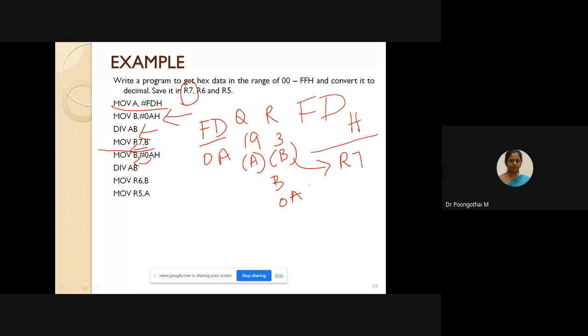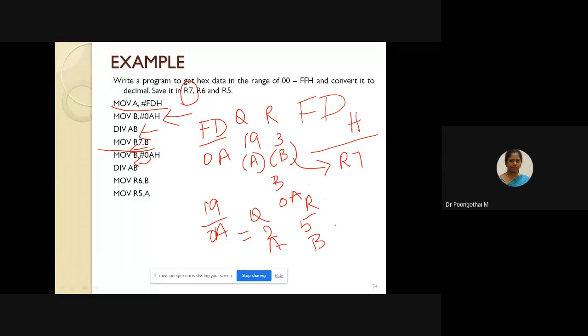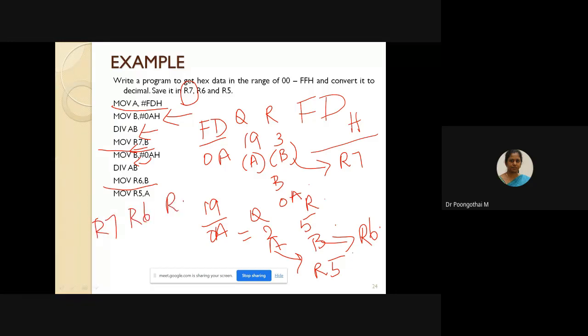So what is the next instruction? DIV AB, again 19 divided by 0A. So what is the answer? 2 is your quotient, 5 is the remainder. So A register, B register. First you transfer the B register content to R6 and the A register content to R5. After execution, your R7, R6, R5 hold your result. That is the first digit, last digit 3, next 5, next 2. In this way we can convert.